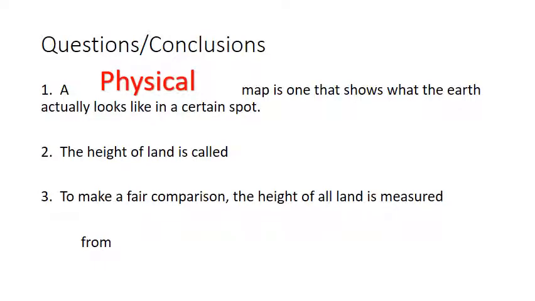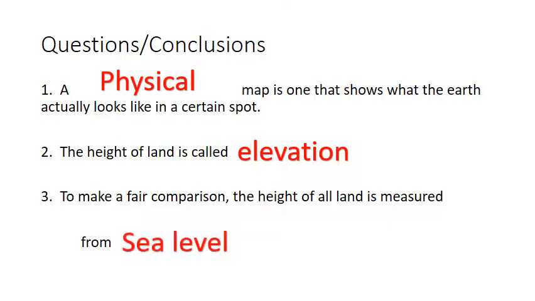A physical map is one that shows what the Earth actually looks like. The height of whatever the land is called elevation. And because you need a starting point from which to measure all elevation, and that starting point needs to be the same for everybody so we can all fairly compare different lands, all elevation is measured from sea level, because the ocean is going to be the same level all over the planet.